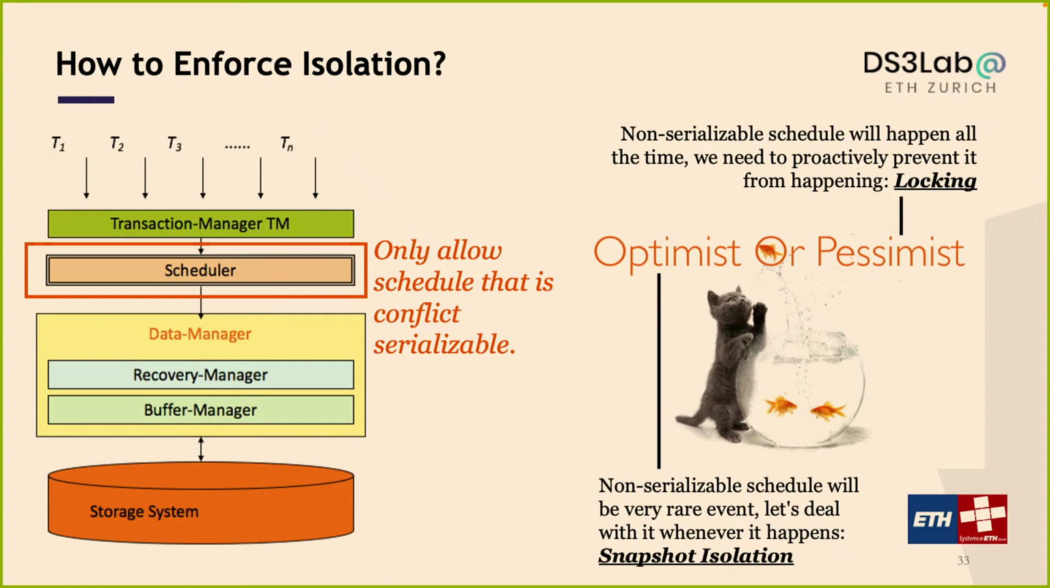If you take that view, one way to deal with that is I do not proactively prevent it from happening. I just let everything run, and then I will deal with it when that happens. So depending on your assumption on how often this non-serializable behavior is going to happen in your workload, you have these two very different ways to enforce serializability.